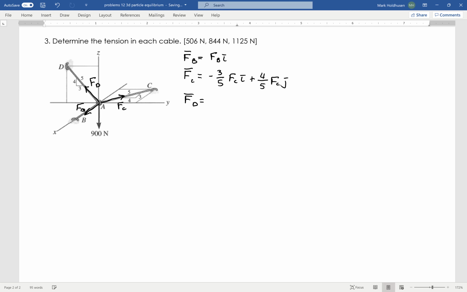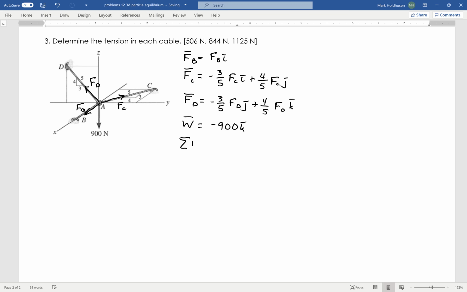FD is all in the YZ plane, so none of that will be in the X direction. And then I've got a 3, 4, 5 triangle where I've got negative 3/5 FD in the J, and plus 4/5 in the K direction. Then, of course, I've got my, I'll just call it my weight, but that's my 900 newtons. This is given in newtons. I don't need to do any conversion factors on this one. It is a force, but it's going to be negative 900 K.